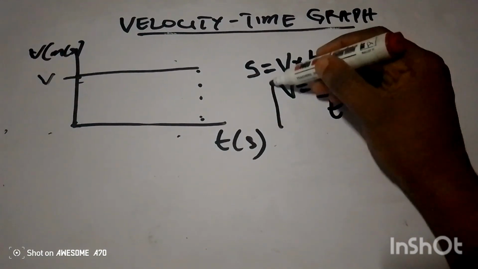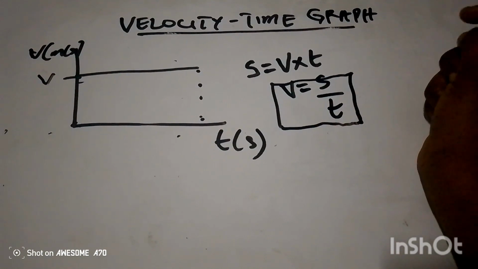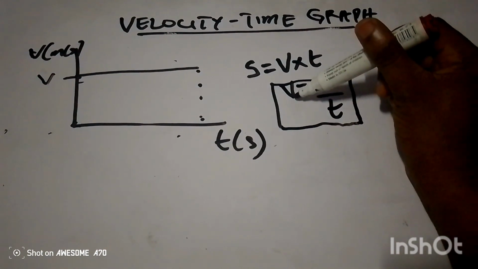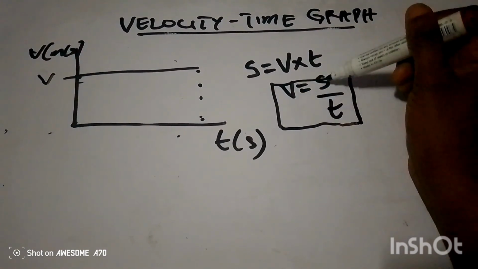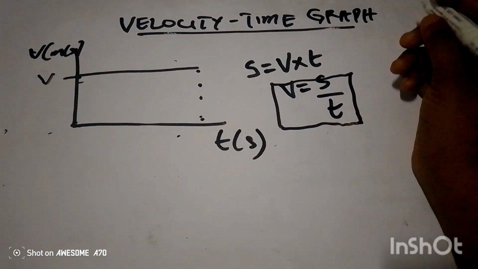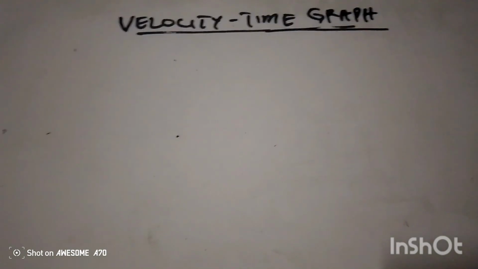Automatically, this has become one of the formulas that we use when we are solving questions in motion, where this one is the speed. I always say velocity is displacement over time, or you can say speed is distance over time. So let's look at the number 3 diagram, or the concept that we apply when we are dealing with velocity time graph.